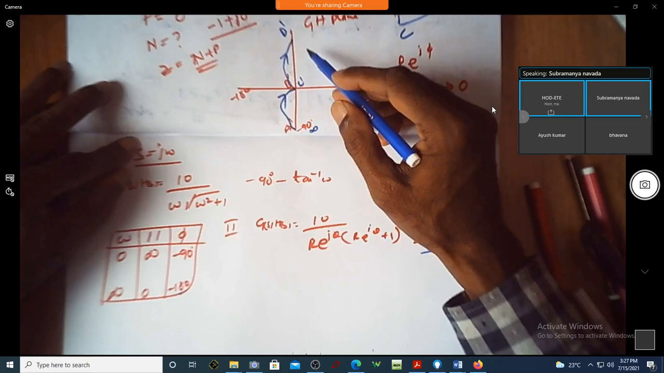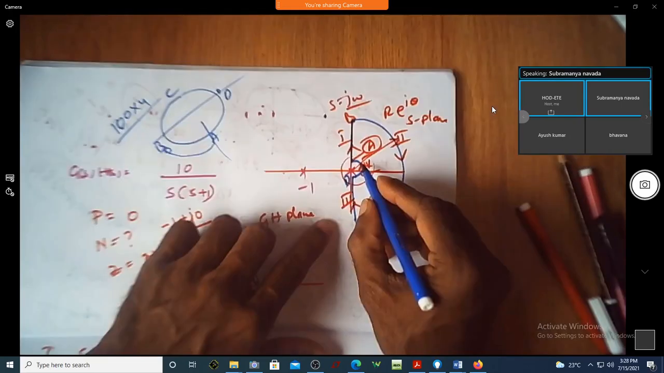Sorry, minus, let me write it as phi. This is phi because we are given it as r e power j theta. This is theta, and let us take this as phi. So is it not minus phi?